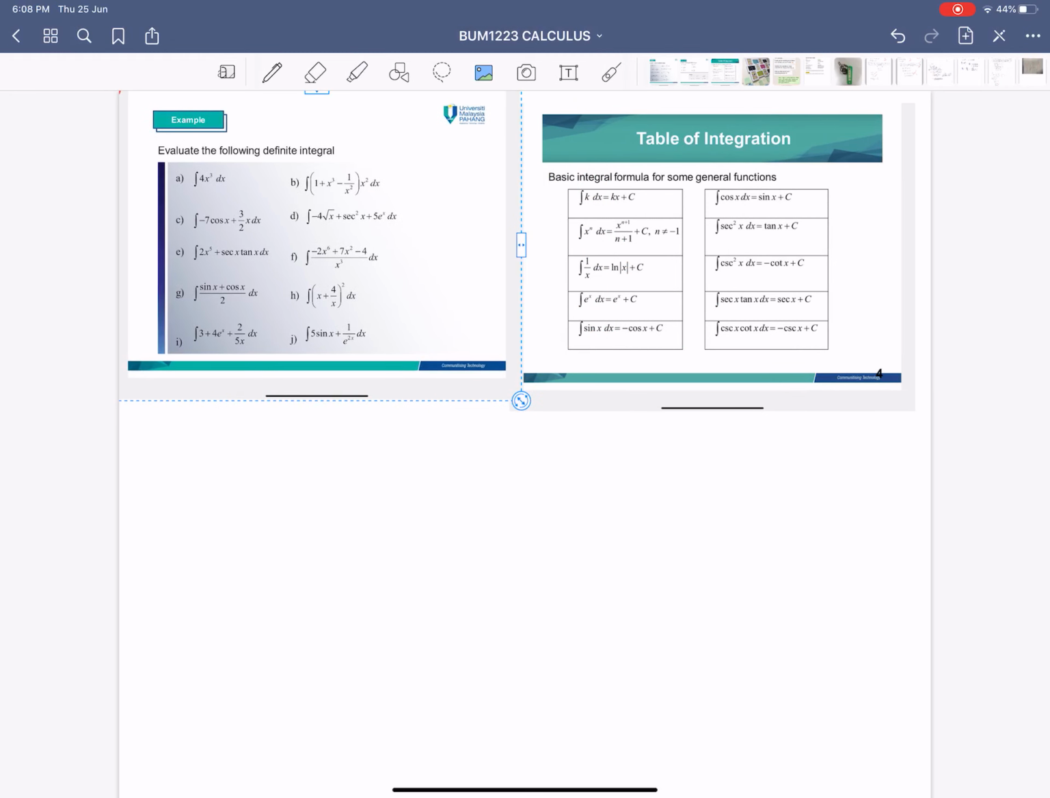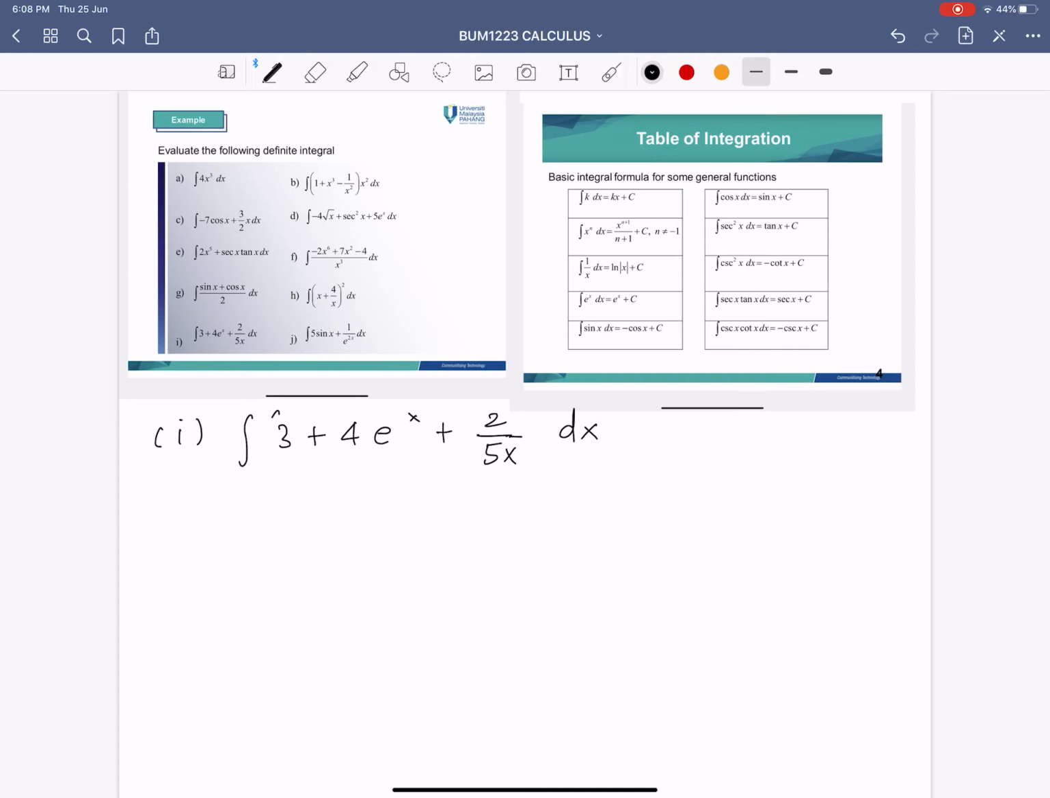Question I. For question I, we have the integration of 3 plus 4 e power of x plus 2 over 5x, dx. Here you need to put brackets because we have a plus. So this is equal to, okay, 3 is a constant, therefore we will use this formula, integration k dx equals kx plus c, where our k here is 3.